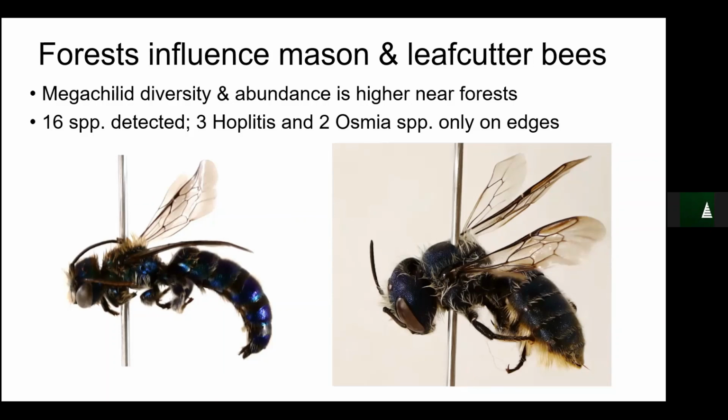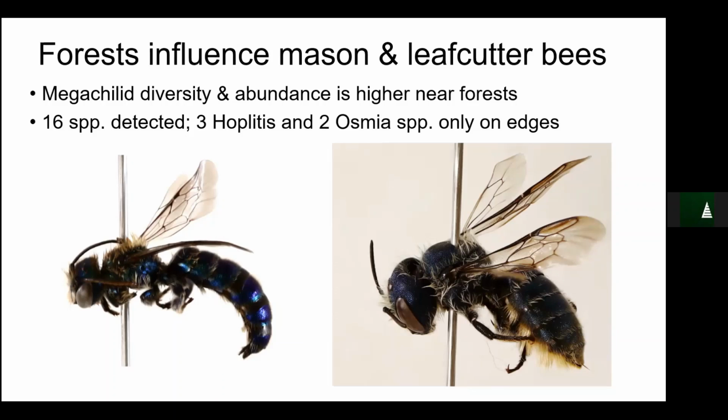So it's pretty interesting to see that of the 16 species of megachilid that we detected, there are 3 hoplitas, which is the group in the photo on the left. So there's 3 species of hoplitas and 2 species of osmia, which are sometimes called orchard bees. We only ever detected them on the edges of forests, never in field interiors.